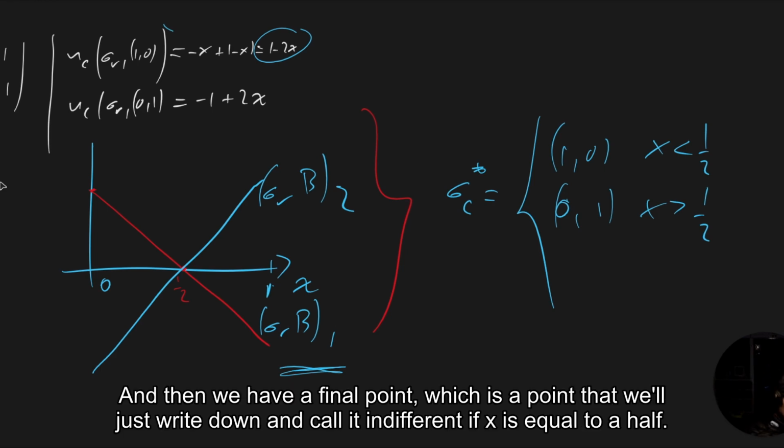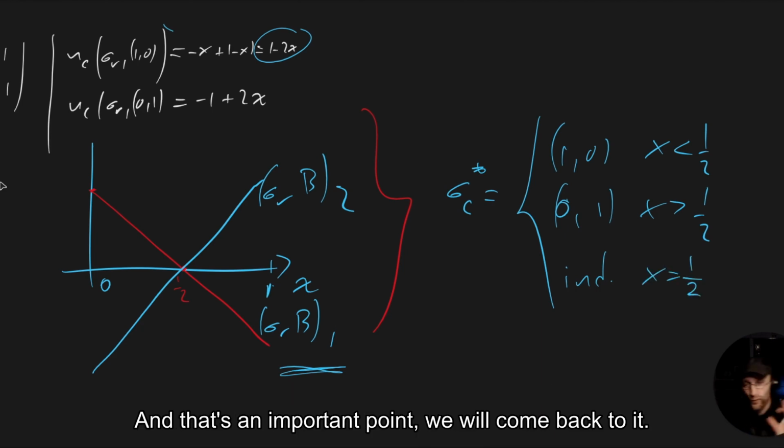And then we have a final point, which we'll just write down and call indifferent, if x is equal to a half. And that's an important point. We will come back to it.